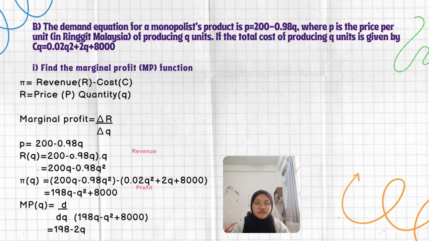And step 3 is find the marginal profit function. The marginal profit is the derivative of the profit function with respect to Q. So MP(Q) will be the derivative of 198Q - Q^2 - 8,000, and the derivative is MP(Q) equals 198 - 2Q. Thus, the marginal profit function is MP(Q) equals 198 - 2Q.